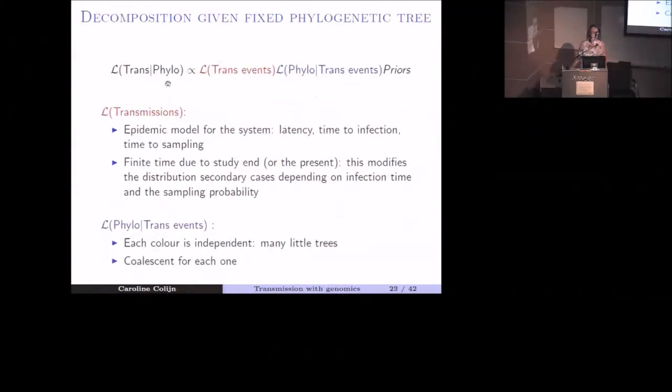Here it is again, I won't say it's in math, it's in kind of pseudo-math. The likelihood of our transmissions given our fixed phylogeny is based on the likelihood of our transmission events and the likelihood of our phylogeny given the transmission events, and our priors. Phylogeny given the transmission events is easy because it's our transmission events divided up into lots of little independent trees. And the likelihood of our transmissions comes from our epidemic model, and we did some math that helped us to handle unsampled cases and finite time.